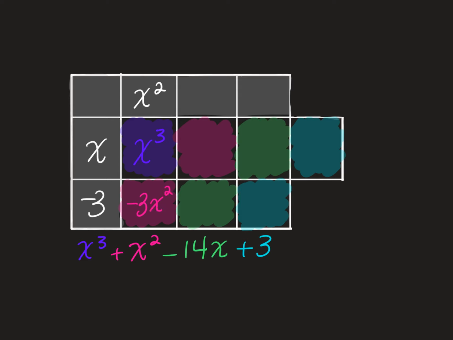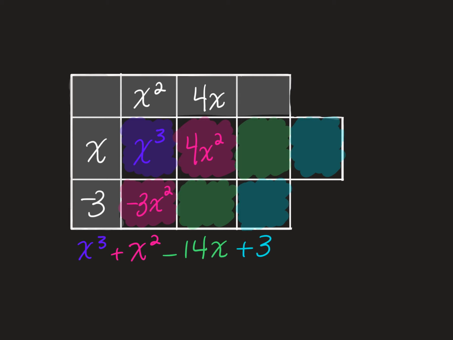And then we have to ask ourselves, what do we add to -3x squared to get +x squared? And we know that's going to be, so that's tricky. You got to think about that. That's going to be 4x squared, right? So now we go back to the beginning and we ask ourselves, what do we multiply x by to get 4x squared? And we know that's going to be 4 times x.